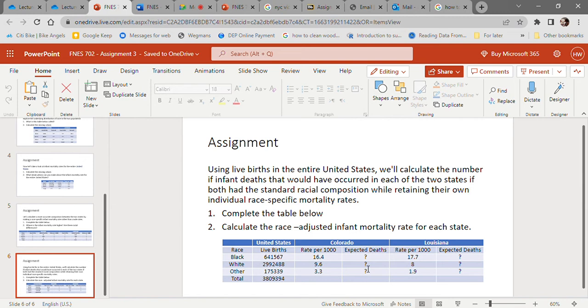Does anybody want to take a stab at expected deaths? Wouldn't it just be the number of live births times the rate that's next to it? And then one more step. Divided by 1,000. Perfect. And then for Louisiana? Exactly. So you do 17.7 multiplied by 641,567, and then divide that by 1,000. And when you do this, now you have apples to apples comparisons. Does that make sense?